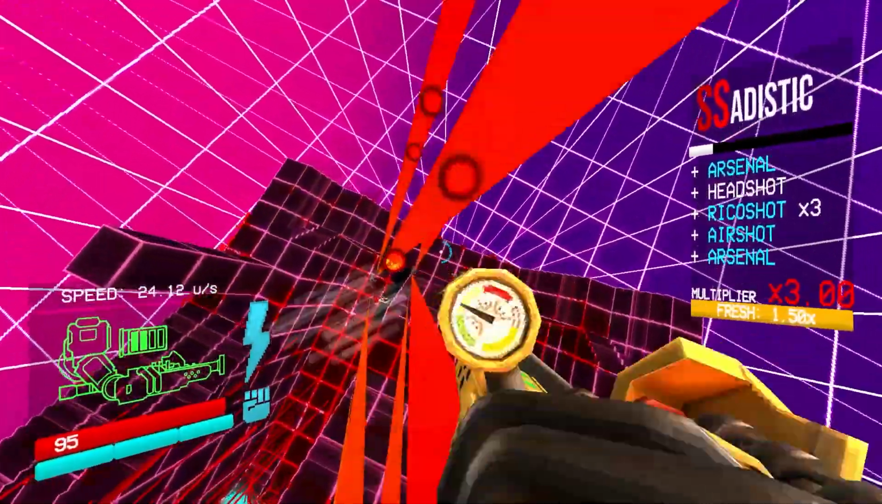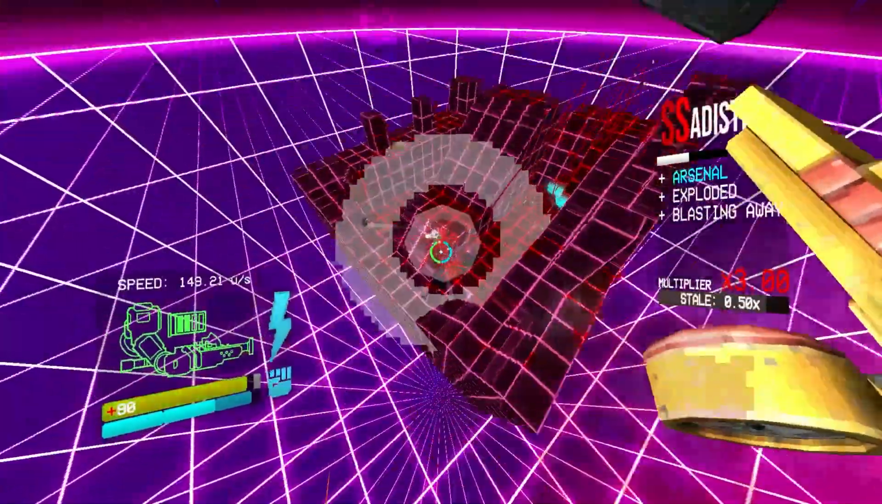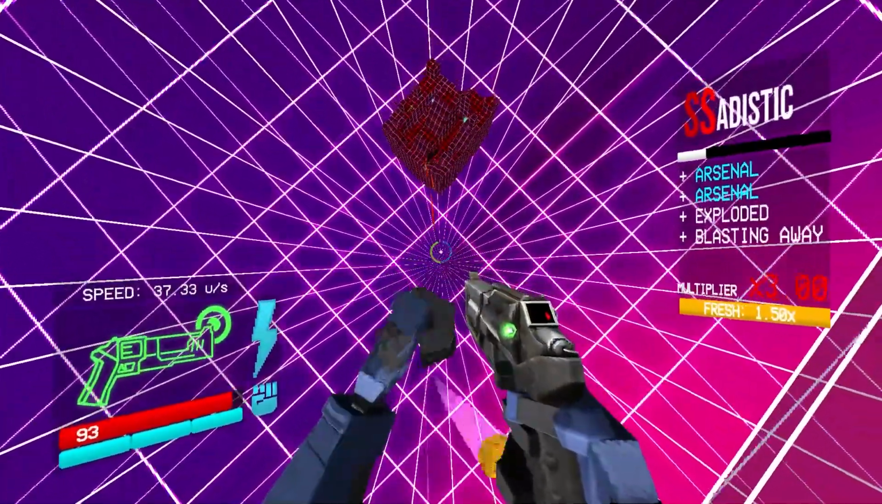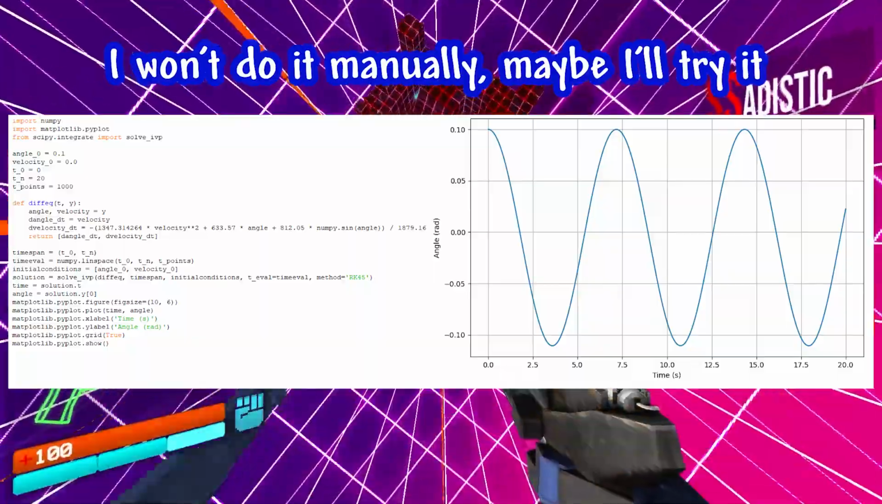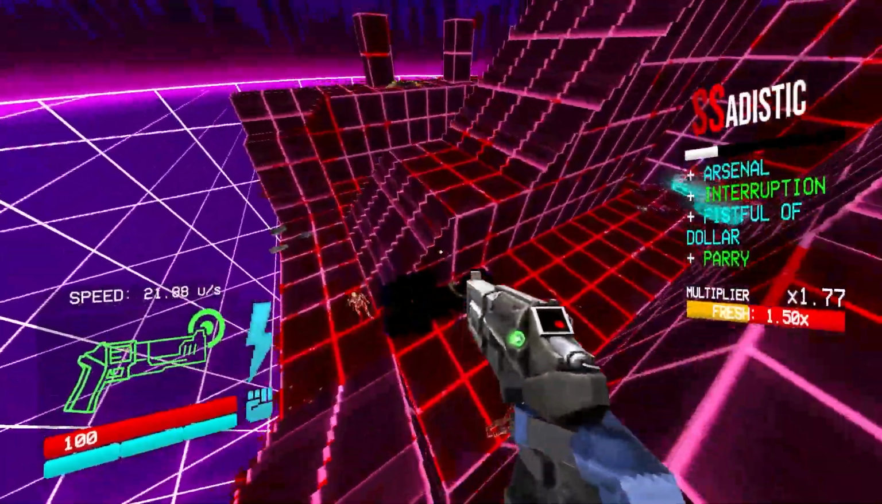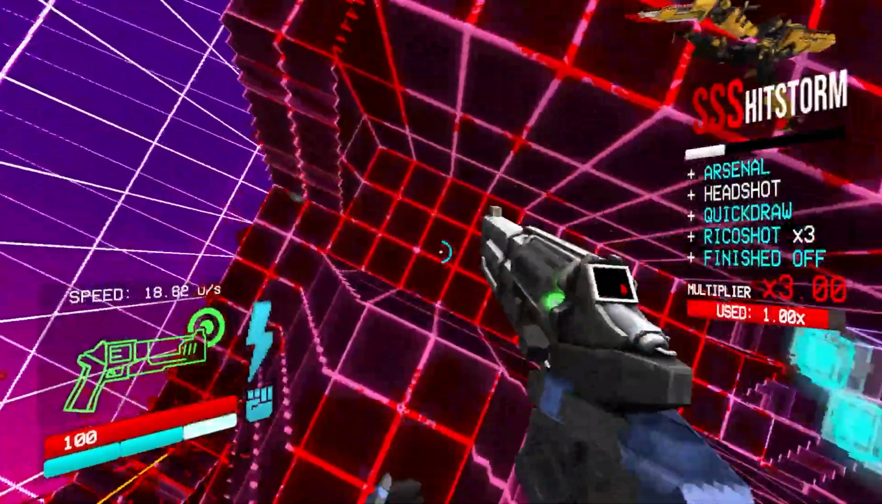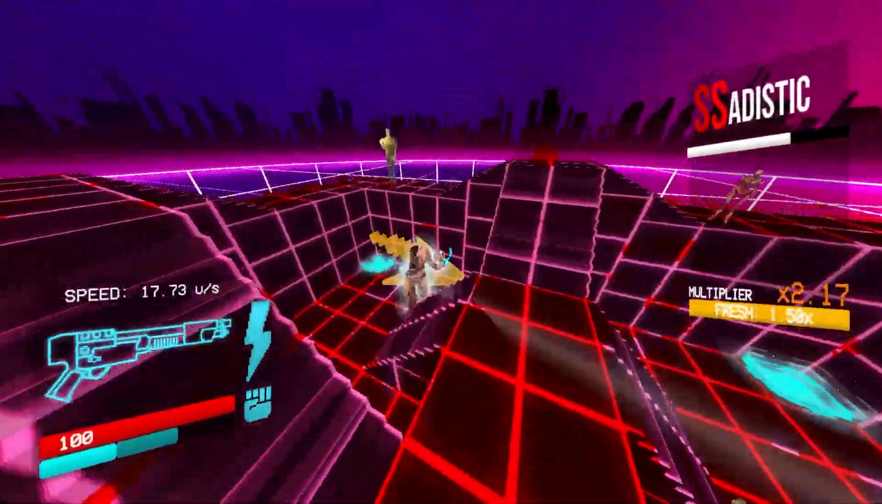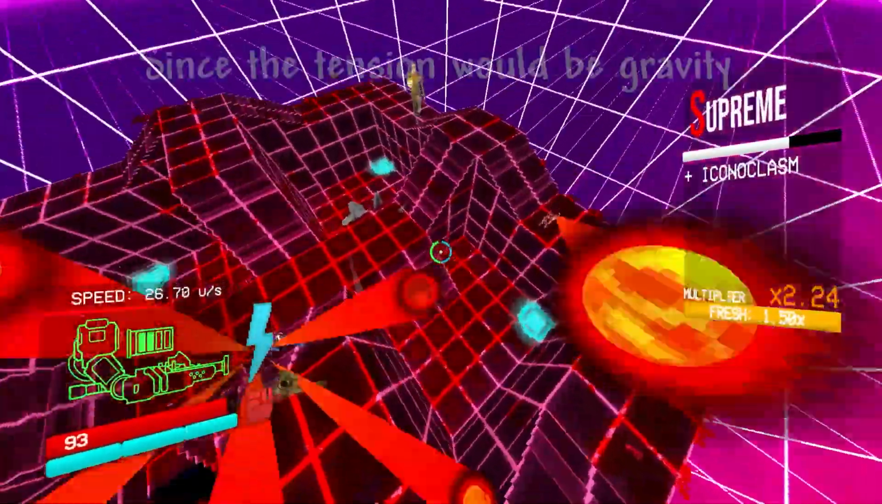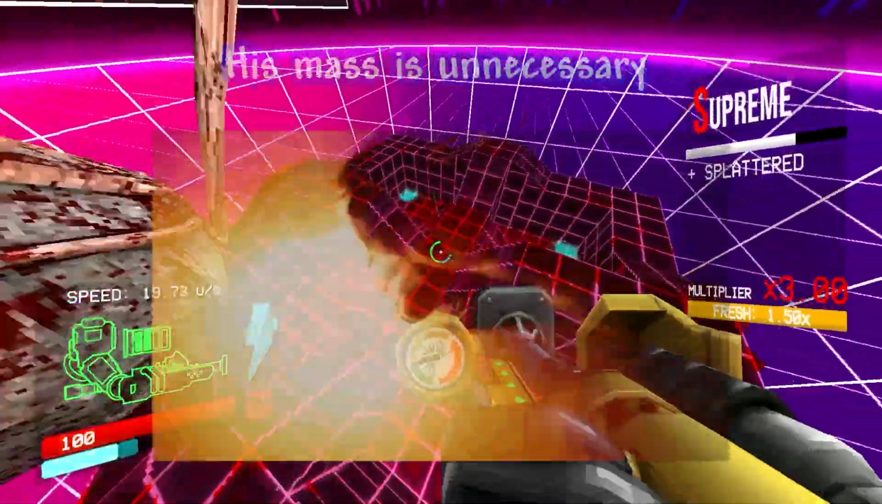Next, we insert this into our original differential equation and solve it using the RKF45 method, which gets us this function for angular displacement per unit time. We can very easily deduce the frequency of the pendulum, but let's find the natural frequency of the Earthmover. Assuming the Earthmover is a cylinder, for some reason, we can model him as a string. Fortunately, since the tension would be gravity, his mass is unnecessary.